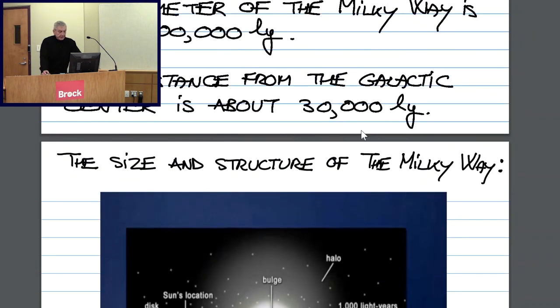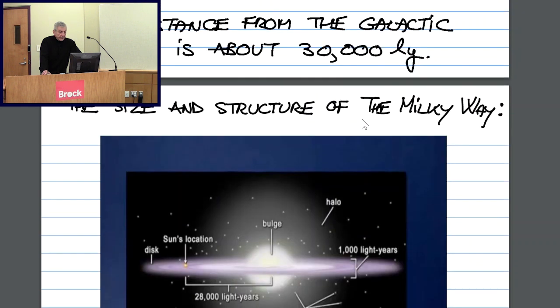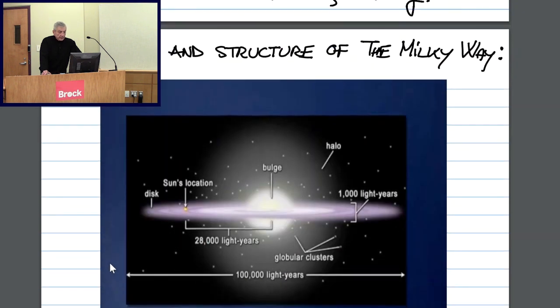It turns out that the diameter of the Milky Way is about 100,000 light years, and our distance from the center of our galaxy is about 30,000 light years. Now, how do we know that? Well, that was concluded in the first quarter of the 20th century. An American astronomer, Harlow Shapley, measured the distance between us and these globular clusters that surround the galactic center.